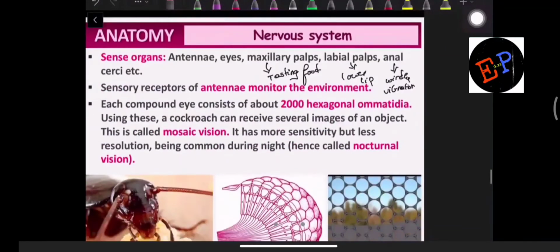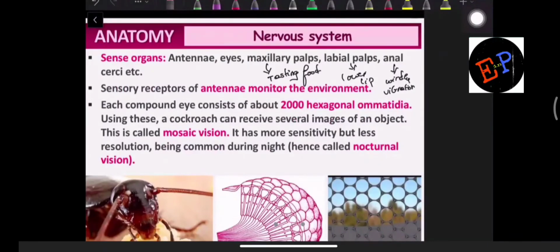Clear? Next, the sense organs. What are the sense organs present in the cockroach? A pair of antennae, compound eyes, and maxillary palps. What is the function of the maxillary palps? The function of the maxillary palps is tasting the food.